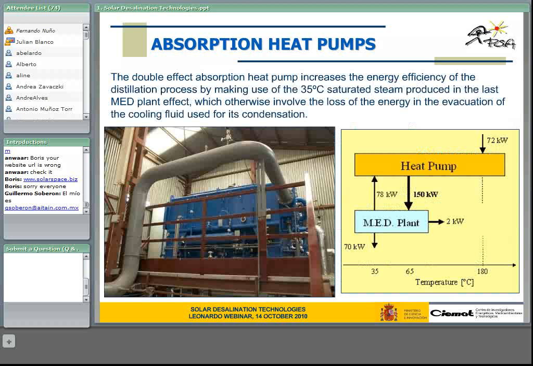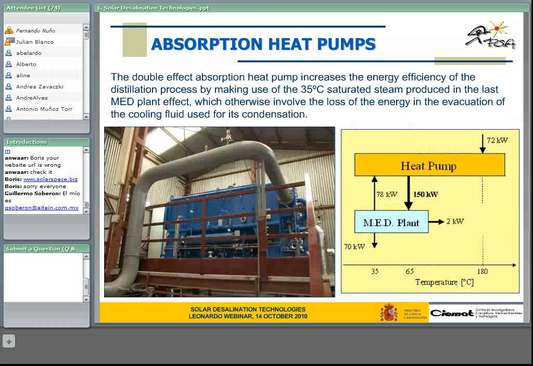I have to say that this machine is really unique in the world. We developed two different units of this machine. One of them was in the 90s, with which we demonstrated the concept, but the configuration had some specific problems, which were solved with this second one, which was installed in the year 2004.